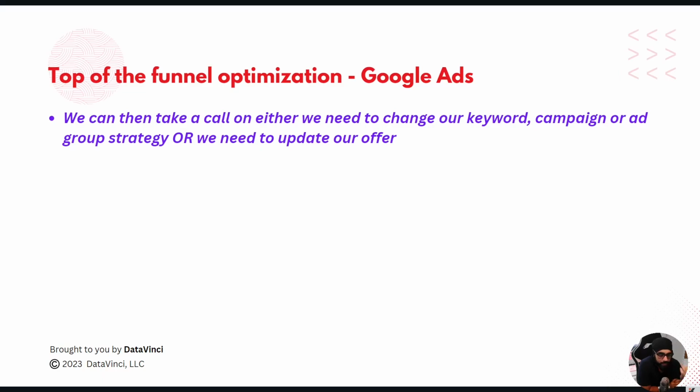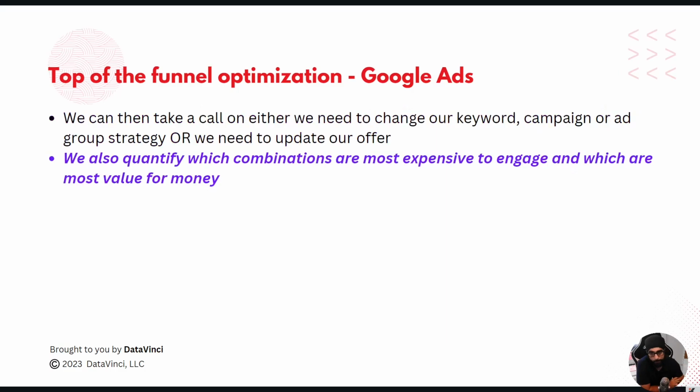Okay. So let's say that you find that the engagement rate that you have for freelancer keywords is not good. So would you change the copy even though the engagement rate that you're getting for consultant is fine? Because then what can happen is that you might please the freelancer ad group, but it will negatively impact the people who are searching for consultants. So do you want to do that? So you can take a call whether you need to change your keyword, campaign, or ad group, or you need to update your offer.